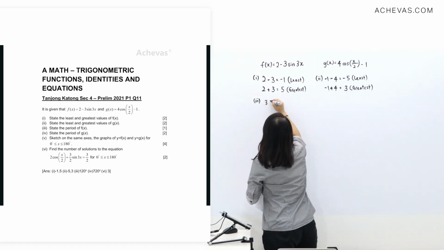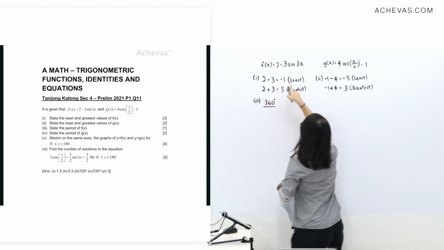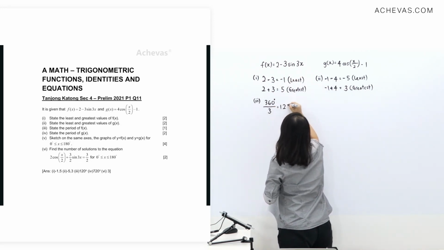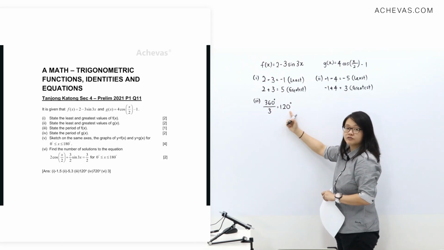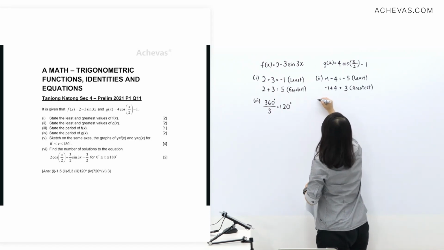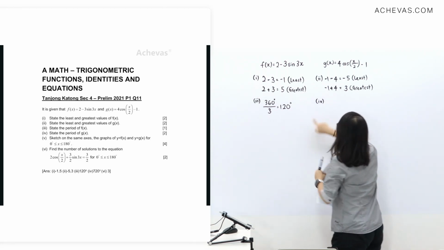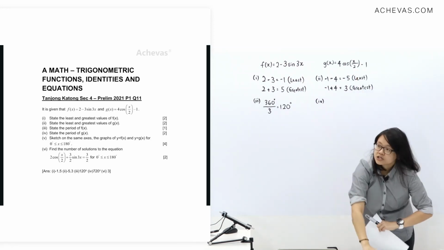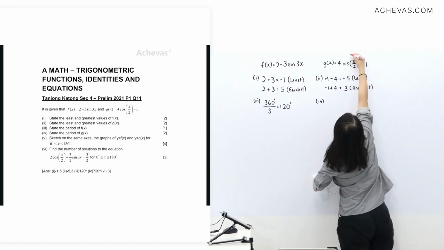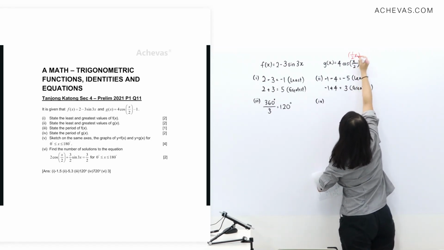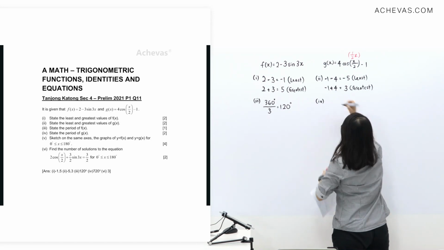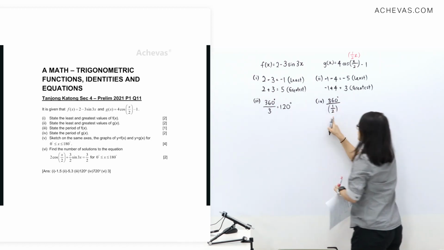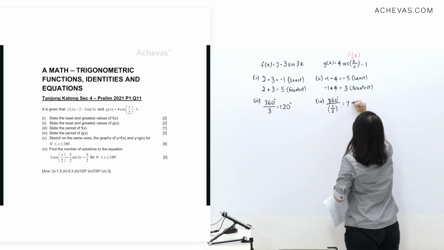So we're going to take 360 divided by the number beside the x value, which is 3 here. So we get the period for f(x) is 120. Then question number 4, this one you need to be careful. Notice that I said the number beside x. This is not beside, it's below. So this one is actually written as half x. So when you do the period, it is 360 divided by 1 over 2. So you get 720.